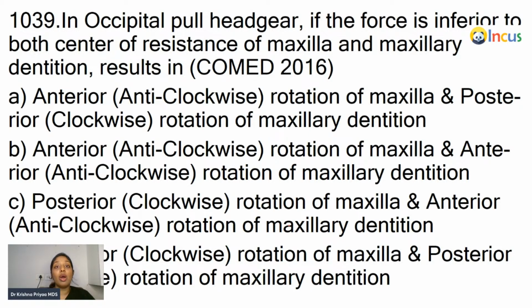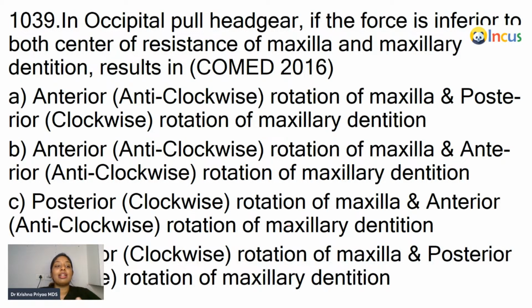What will happen if we go above or below the center of resistance, and what is rotation, what is a protraction face mask. So we've covered everything, and now we quickly go over the MCQ. On the occipital pull headgear, occipital is here. If the force is inferior to both the center of resistance of the maxilla and the maxillary dentition, what will result?